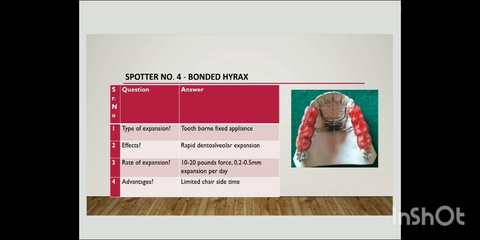Now, the effect of the bonded hyrax is that it leads to rapid dentoalveolar expansion, and the rate of expansion is 10 to 20 pounds force, 0.2 to 0.5 mm expansion per day. And the advantage of the bonded hyrax is that it leads to limited chairside time.